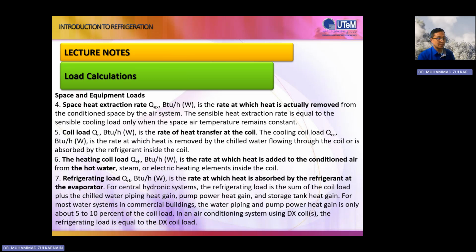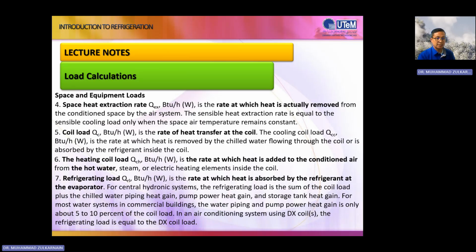That's the principle of the coil load system. And then the next parameter, the heating coil load, is the rate at which heat is added to the conditioned air from the hot water system or electric heating element inside the coil.